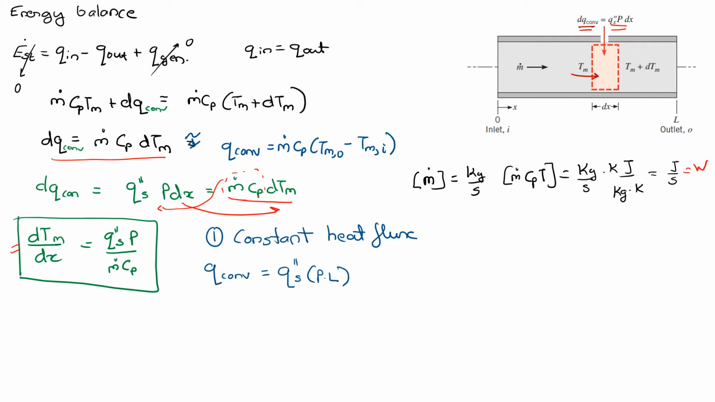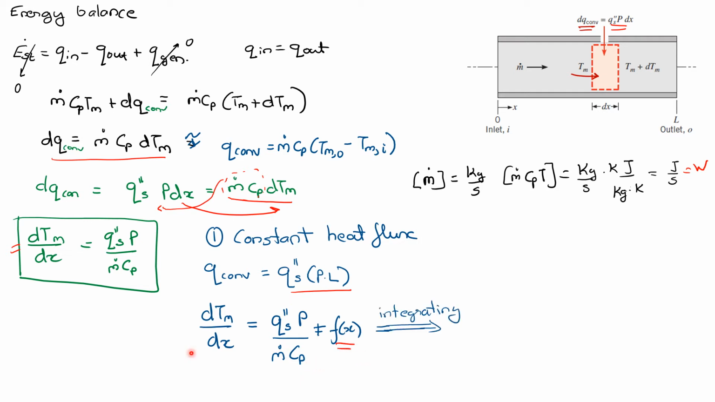Now, what if we have constant heat flux? If we have constant heat flux, we can write our q convection as q double prime s times P times L for the entire pipe. This means that our dTm by dx will not be a function of x, because our dTm by dx is equal to q double prime s P divided by m dot cp, it's not a function of x.